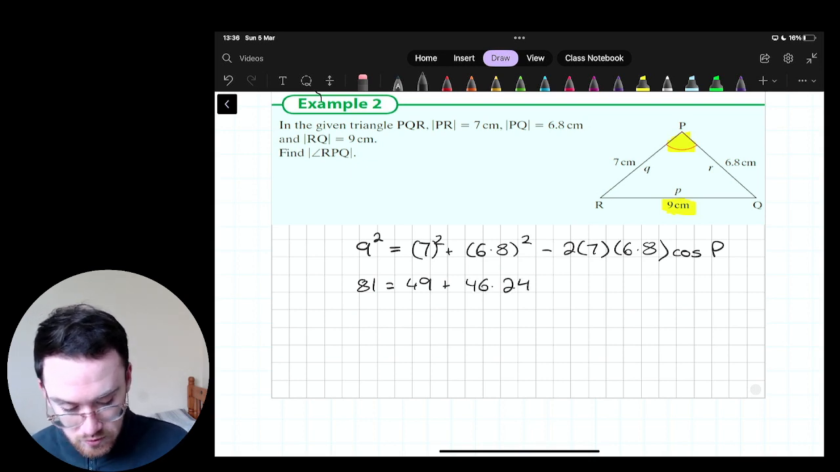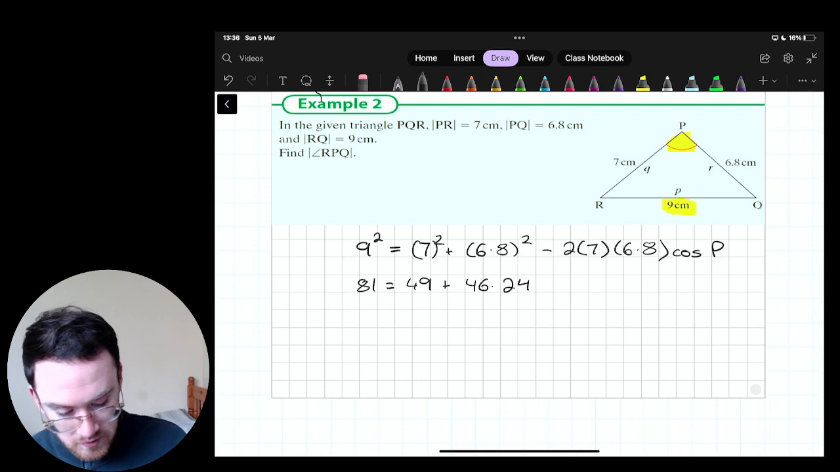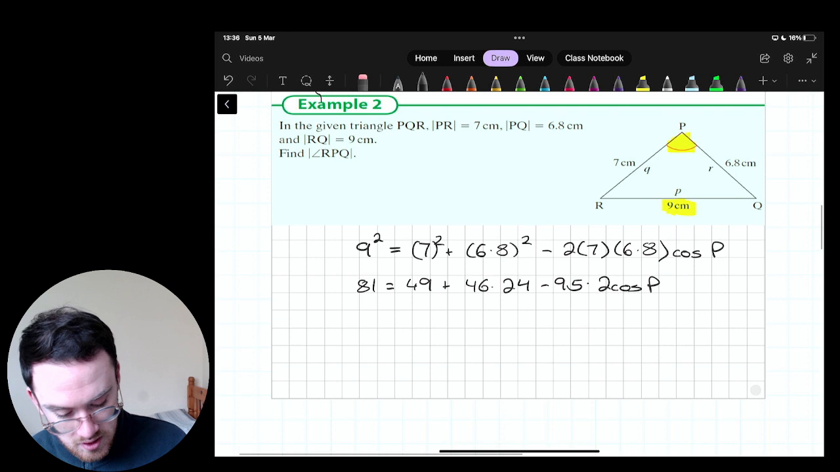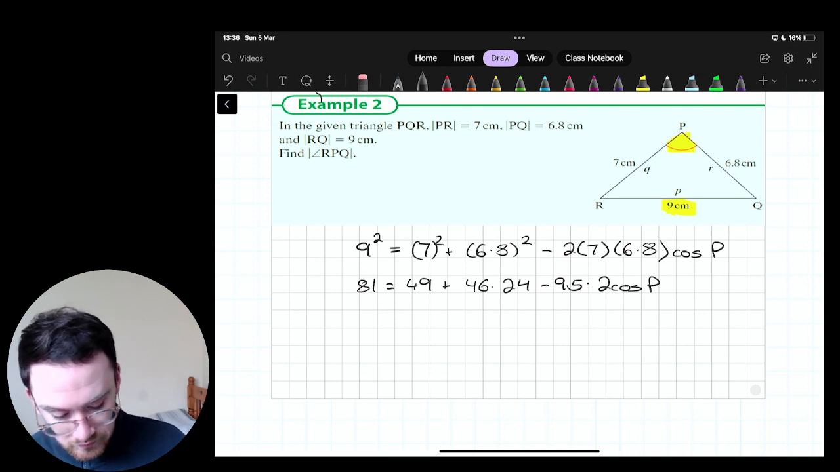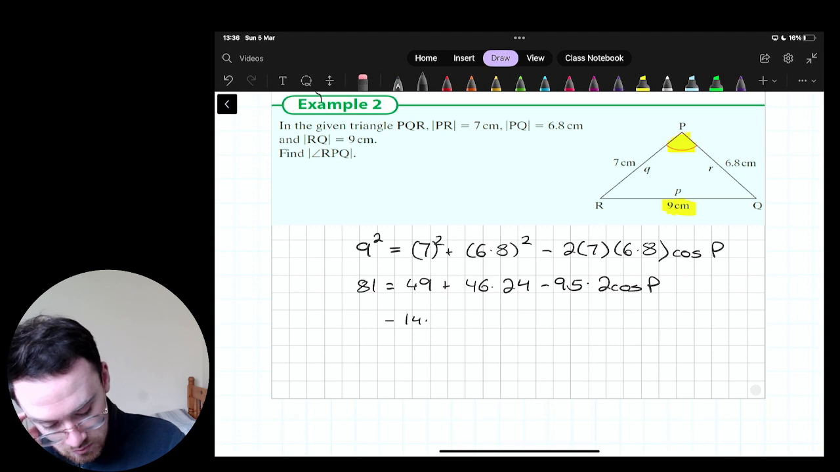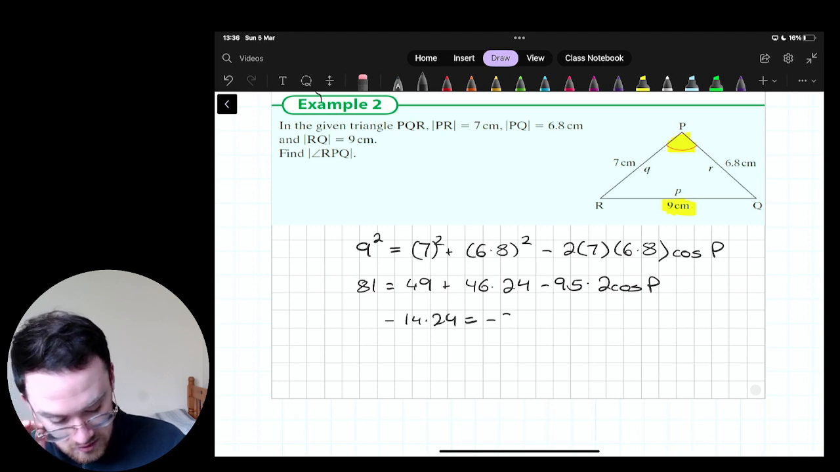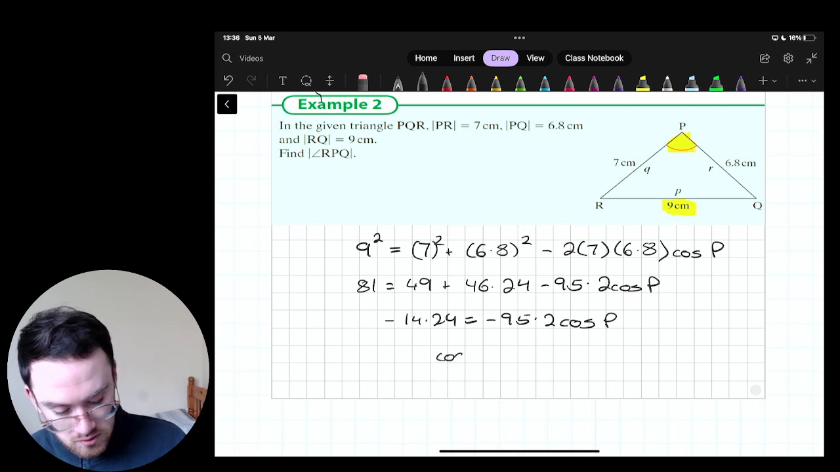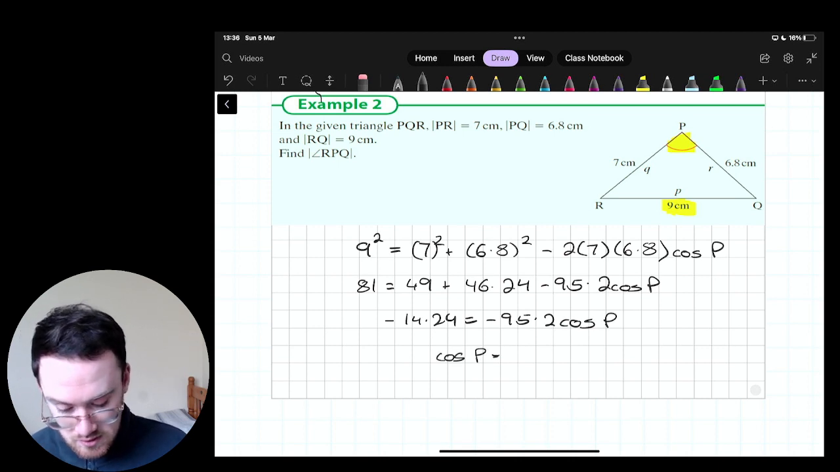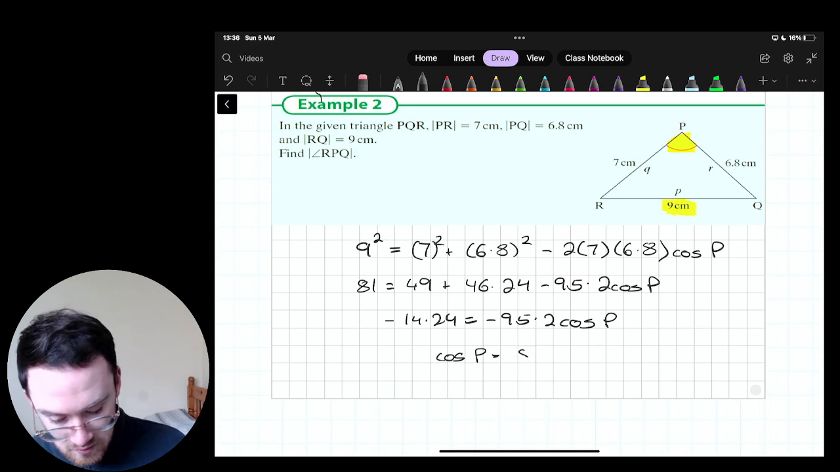24, 2, 7, 6, 8, minus 95.2 cos P. Okay, and we can sort out a lot of this here. So we get minus 14.24 is equal to minus 95.2 cos P. So cosine of P is going to be 89 over 595.